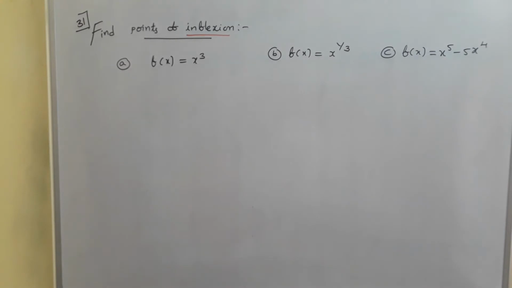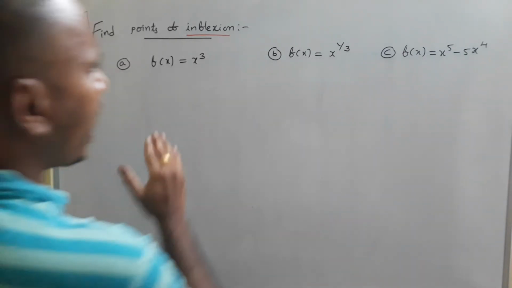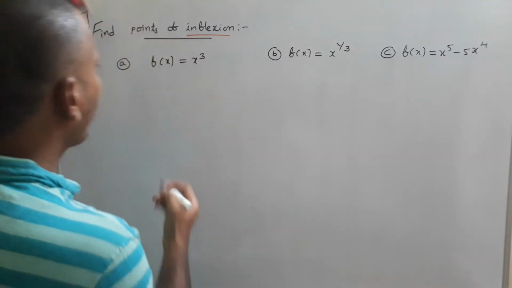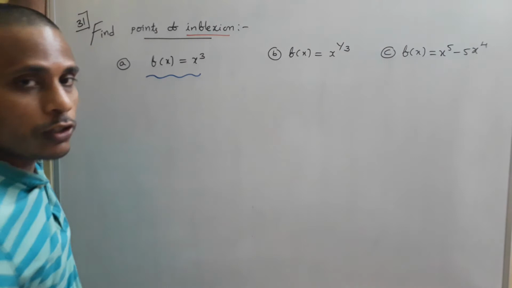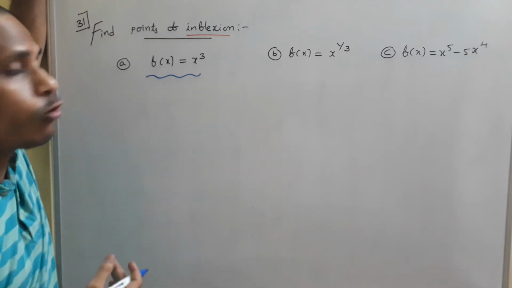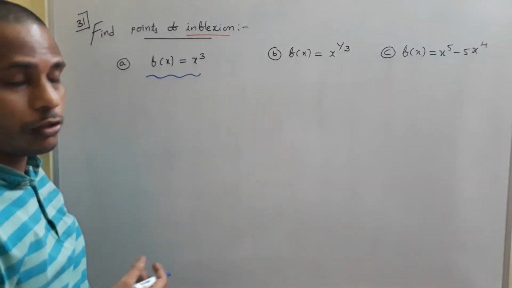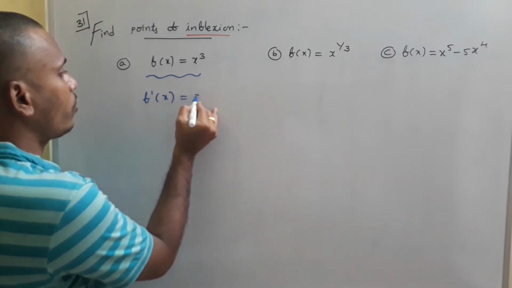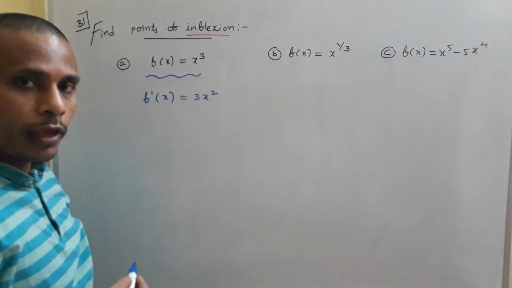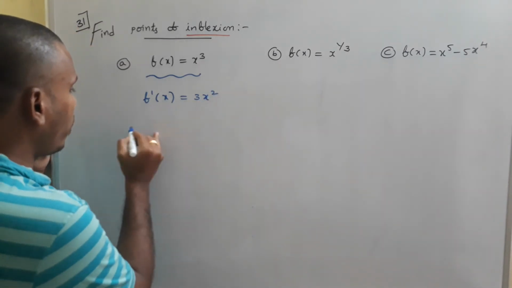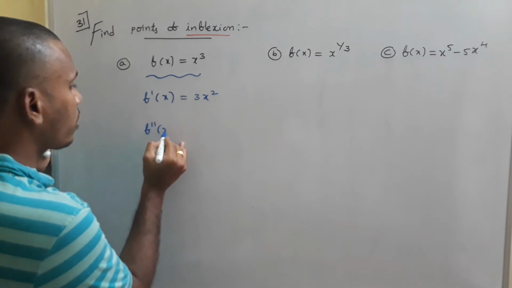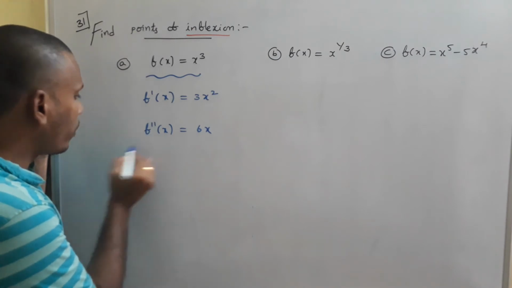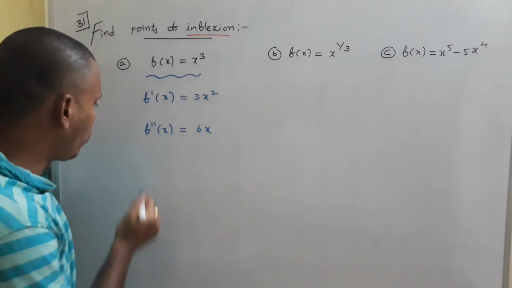So the next thing is finding points of inflection. I have some simple examples to discuss about points of inflection. For example, the first thing is f of x is equal to x cube. We need to find the point of inflection for this f of x is equal to x cube. As I said, first of all you need to calculate the first derivative. f dash of x is equal to 3x square, and f double dash of x is equal to 6x. For points of inflection, we need to equate this second derivative to 0.